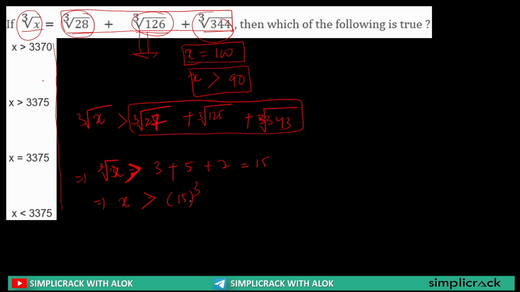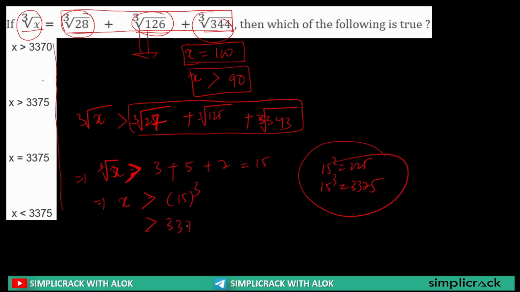And you know 15 square is equal to 225, 15 cube is equal to 3375. You need to remember this fact. So x is greater than what? 3375. So B is the answer. How are we doing? You need to understand this analogy.